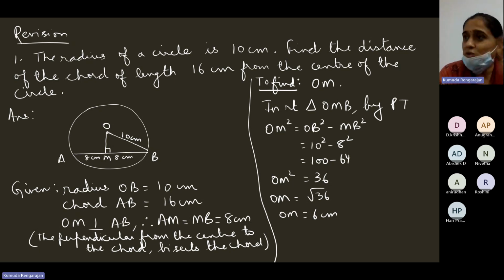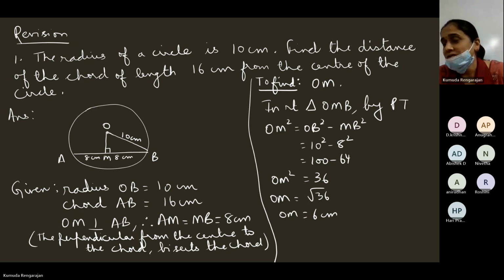So any two will be given to you. We have three things in this right triangle. You have to find the third one using Pythagoras theorem. So sometimes they'll give you the length of the chord and the distance of the chord from the center. Then you should find the radius of the circle. So given any two, you can find the third one using Pythagoras theorem.